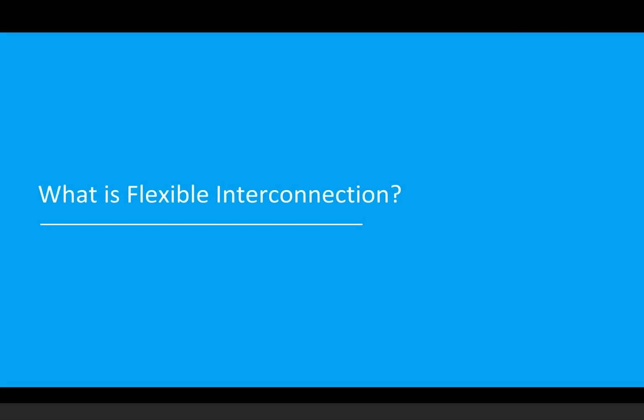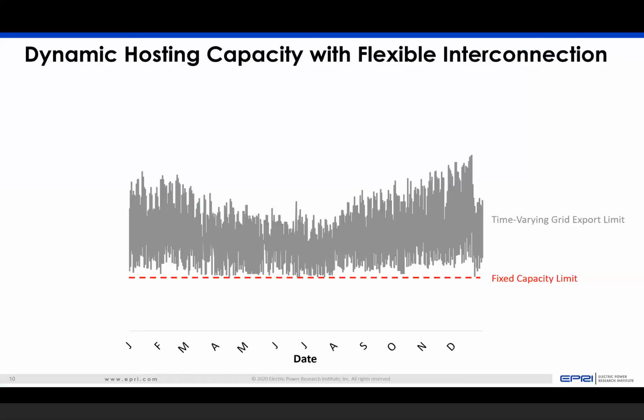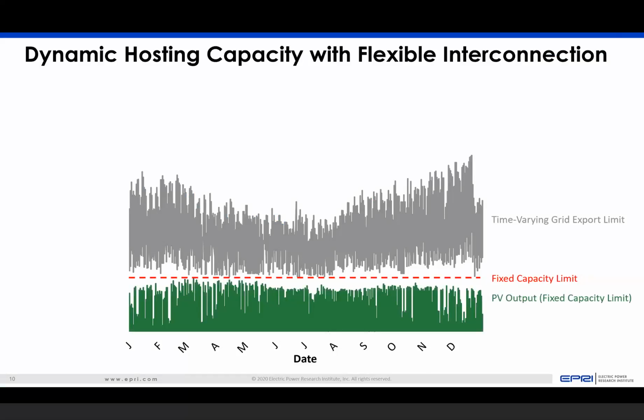Thanks, Kelsey. If we can go to the next slide. Let's take a look at applying this concept of dynamic hosting capacity, or really the recognition that grid constraints are time varying, and how flexible interconnection really fits into this. So this is an illustration of what your time varying grid constraints might be, or some sort of export limit at a given site over the course of a year, and our traditional fixed capacity limit that may be, as Kelsey said, based off of a worst case condition that may occur infrequently throughout the year.